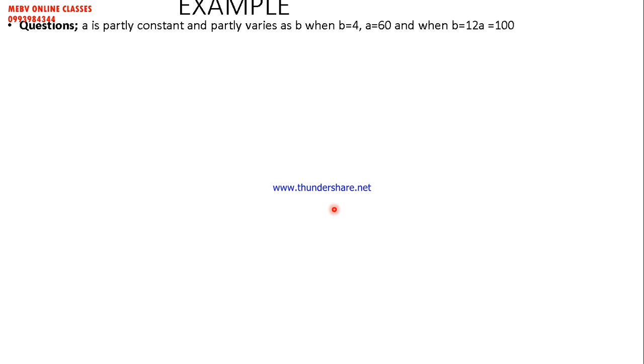Example: a simple question which says A is partly constant and partly varies as B. When B is 4, A is 60, and when B is 12, A is 100. There is just a simple mistake here: A has to be equal to 100, not 12A. Find the relationship between A and B. Find A when B is 3.